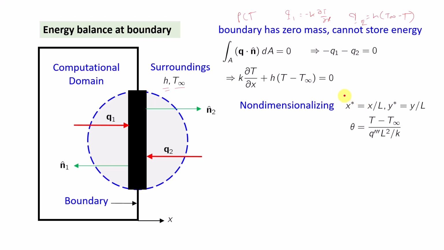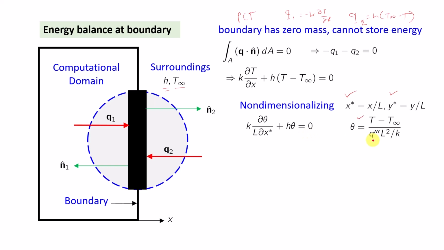We non-dimensionalize it with the already defined x star, y star and theta. If I do this, you will see that this q triple prime L squared by k will go away because both terms have T, so the other side is 0. So what we will have is k del theta del x star, but there is an L coming here, plus h theta.